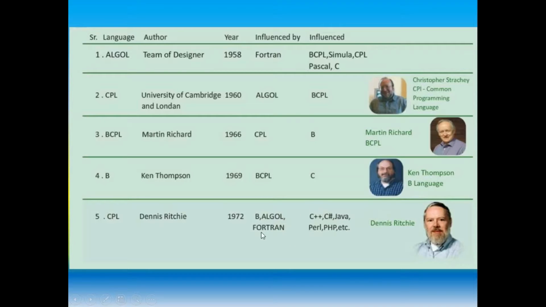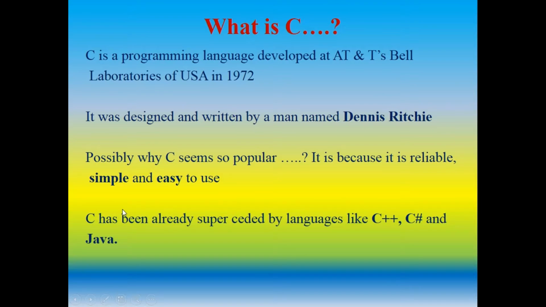He found that there were some mistakes in these languages. Okay, we can make the addition of some code and make a new programming language. So the C language was influenced by B language, Algol language, Fortran language, and it became the base for other languages. It gives the basis for the evolution of C++, C#, Java, Perl, PHP, and so many others. So the father of C language is Dennis Ritchie, who made the C language.